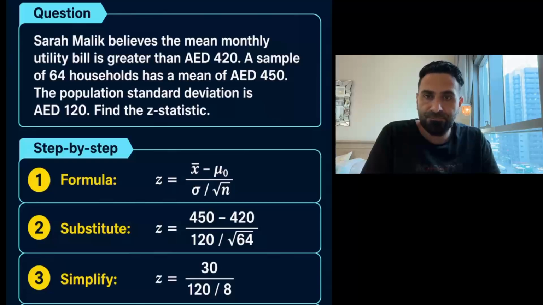So in this example, as you can see, Sarah Malik believes that the mean monthly utility bill is greater than 420 dirhams. This is the hypothesized value. A sample of 64 households has a mean of 450 dirhams. This is the actual sample mean. The population standard deviation is known, as you can see, because this is a z-value, and still the sample is more than 30. It is 120. Find the z statistic.